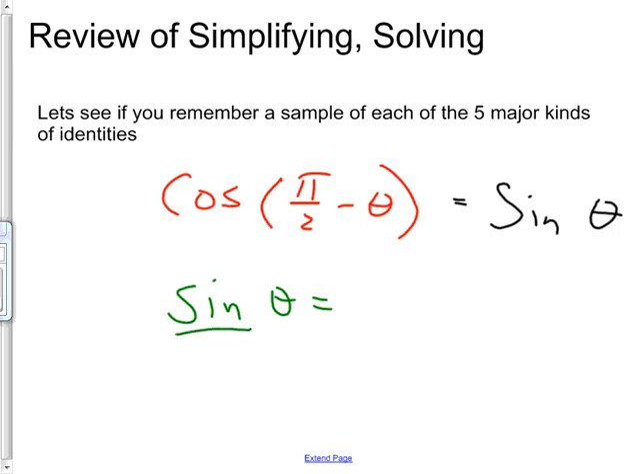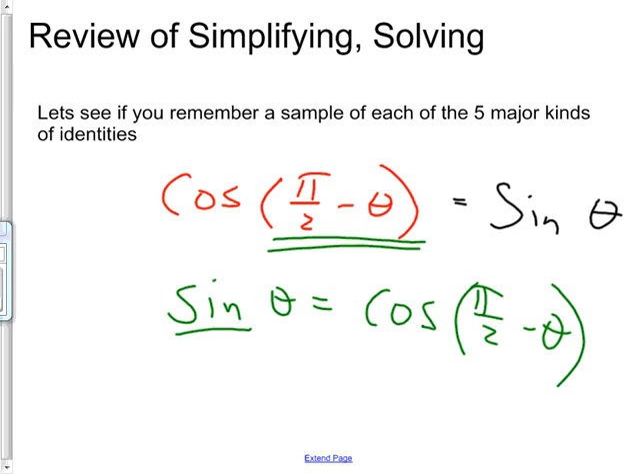If I use sine, then I'd have to use cosine. And then I would use pi over 2 minus theta. So it does go both ways. You don't have to start with this kind. You can start with just plain old theta. All right, and then there's 6 of those.